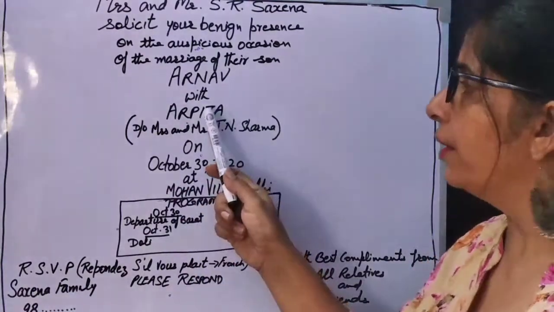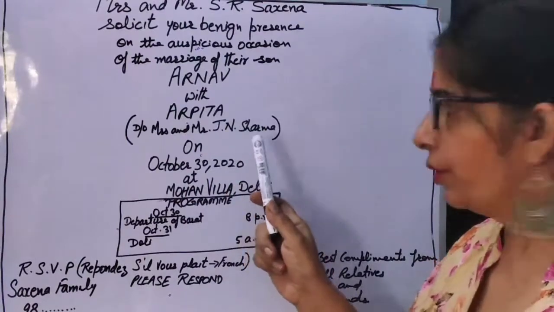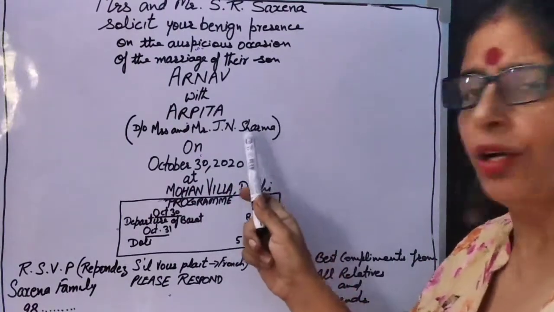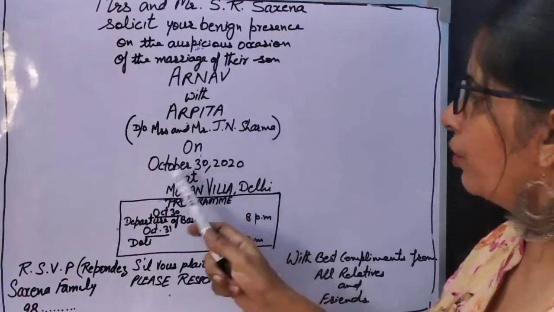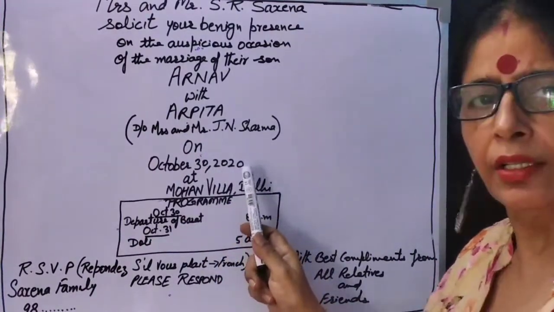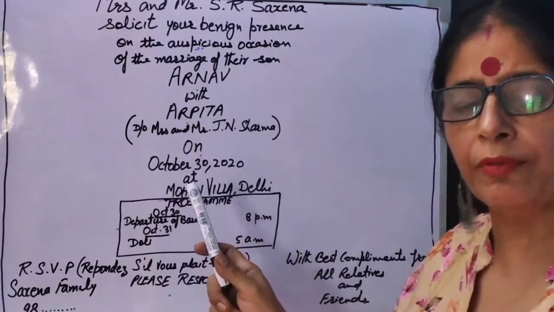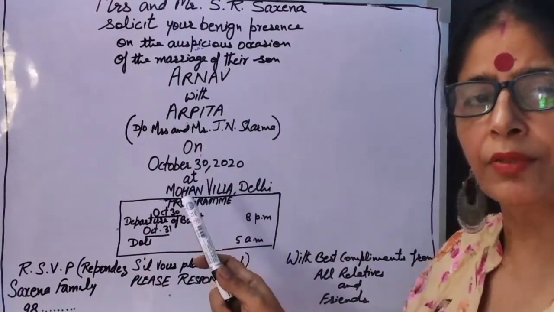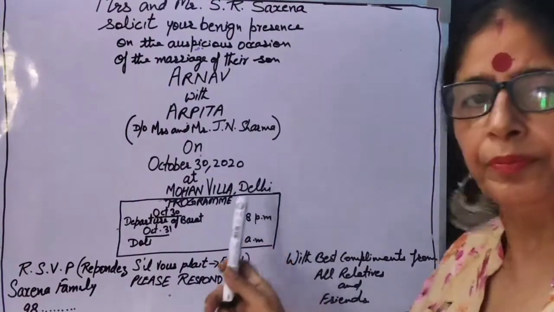So here this is a girl. So daughter of Mrs. and Mr. J. N. Sharma. This is the parents of Arpita. Now on which date? On October 30, 2020. This is how you will put the date. Now at what venue? What is the place? What is the venue? So at Mohan Villas, Delhi.